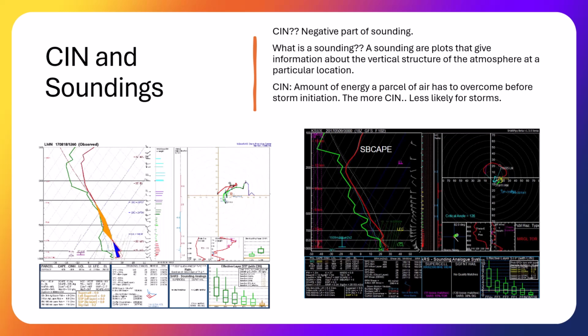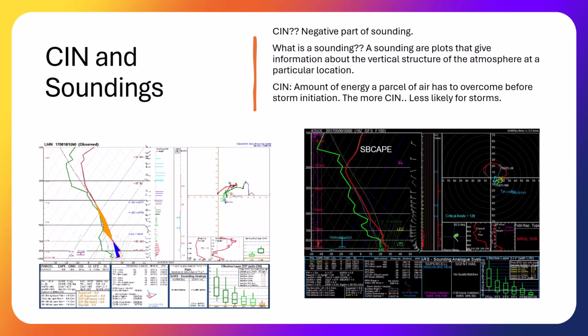I had mentioned that sometimes an air parcel needs a certain amount of energy to start rising. This is called CIN. This is the negative part of the sounding. And of course, the sounding is this vertical structure of the atmosphere of a particular location. It's a vertical representation.